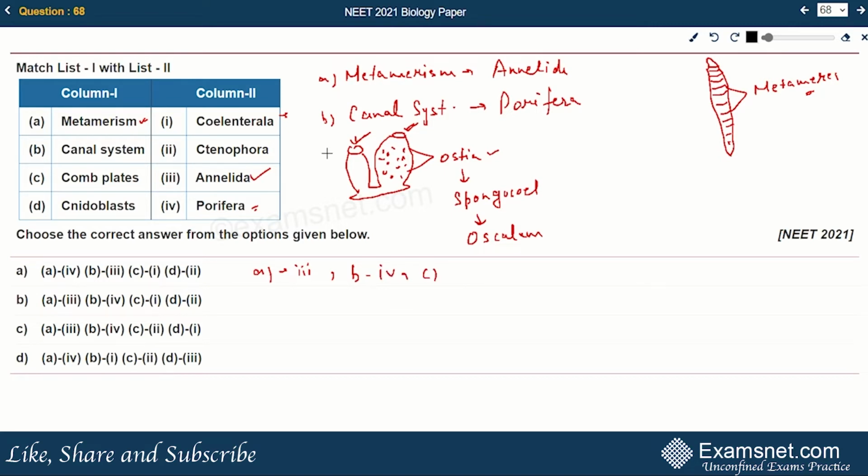Now, C is comb plates. Comb plates are the characteristic of Ctenophora. Ctenophores have 8 external rows of ciliated comb plates which help in locomotion. So the correct match for C is number 2. And the last one is cnidoblasts. Cnidoblasts are special types of cells which are found in the phylum Coelenterata. So the correct match for D is number 1. Which of the given options correctly fits this? Option C is the correct option here.